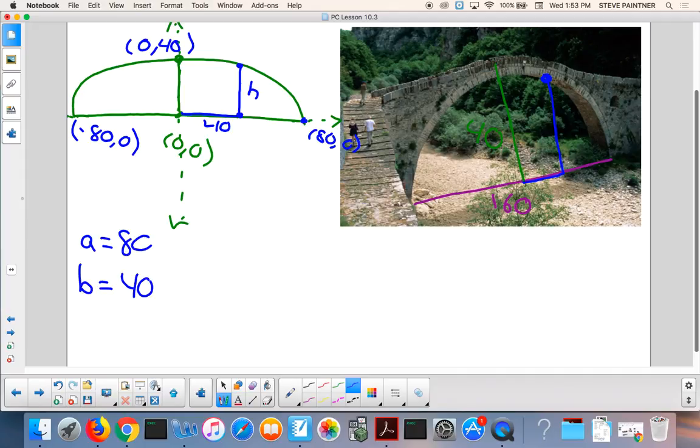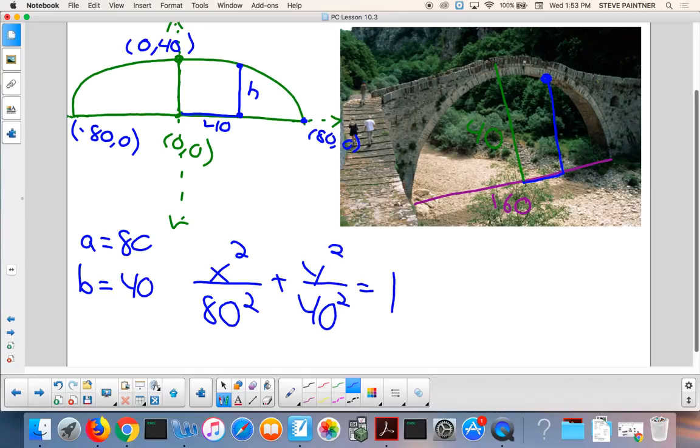So let's write our equation. Just x squared, because we're at the origin. x squared over what? 80 squared, which ends up being 6,400. Plus y squared over 40 squared, our b value, equals 1.